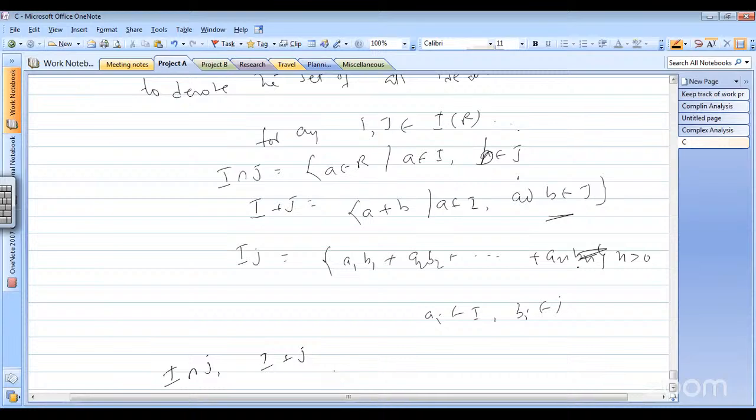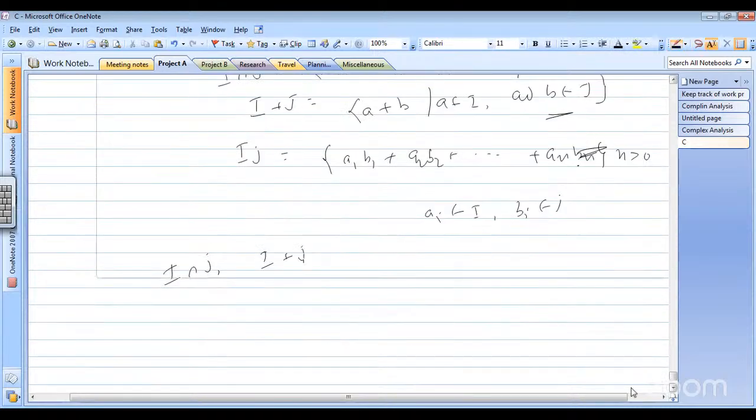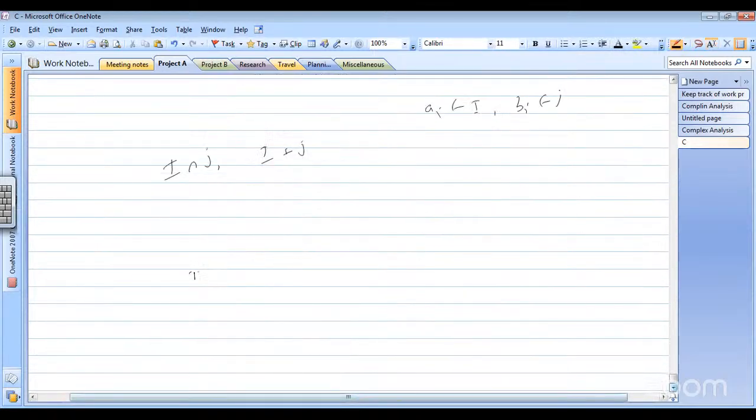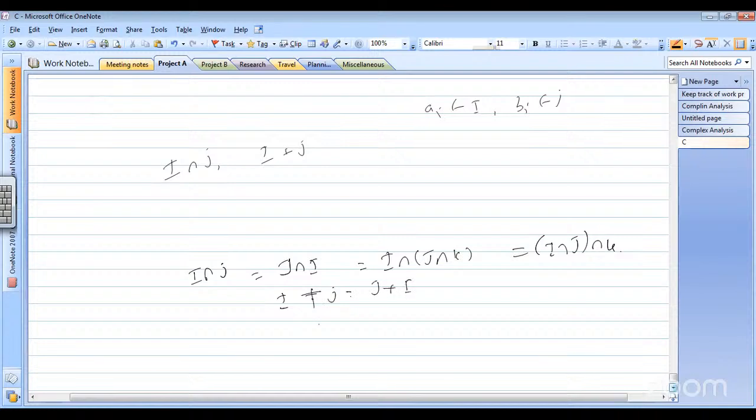Also, these operations are commutative and associative. For any ideals I, J, K we get I intersection J is equal to J intersection I. I intersection J intersection K is equal to I intersection J intersection K. I plus J is equal to J plus I, and I plus J plus K is equal to I plus J plus K. Ij is equal to Ji, and likewise for multiplication, Ij times K.